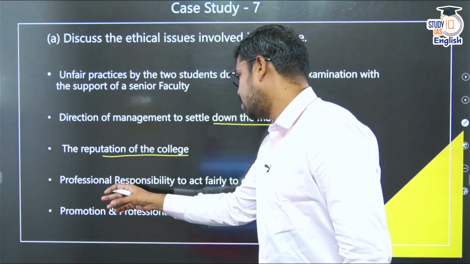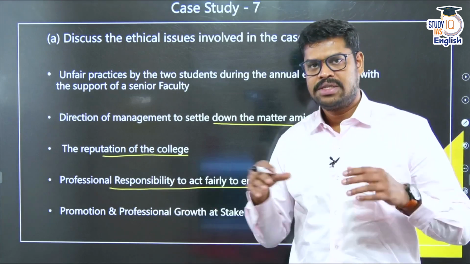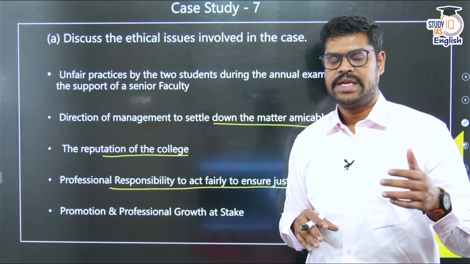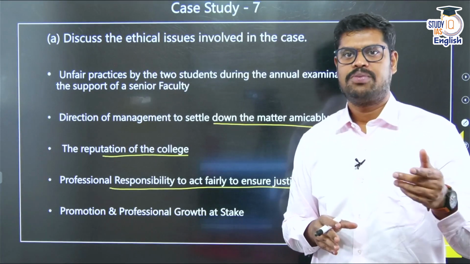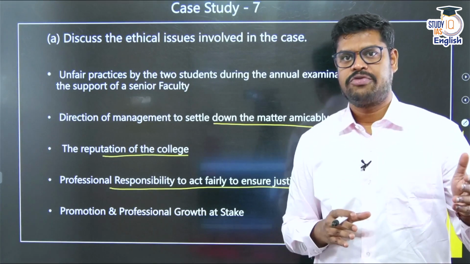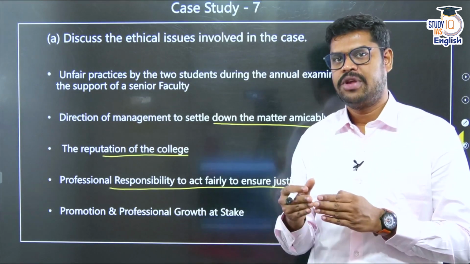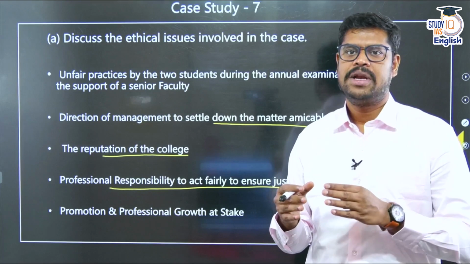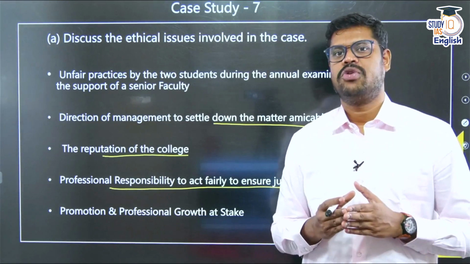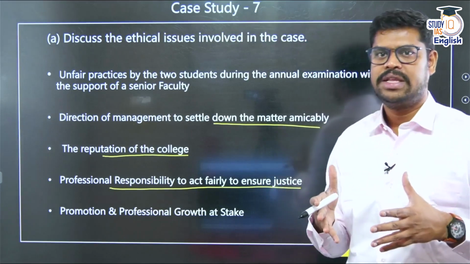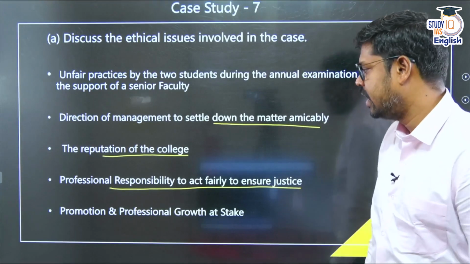The professional responsibility to act fairly and to ensure justice. Now, as a vice principal, he has to act professionally. He has a professional responsibility because he is the decision authority here. So can he act professionally, or should he act professionally? If he acts professionally, then probably he has to punish those involved in the unfair means or practices. But at the same time, there is a different direction from the management telling that the reputation of the organization is at stake. So again, this is an ethical issue for him. Whether to do this or that, he is completely in an ethical dilemma.